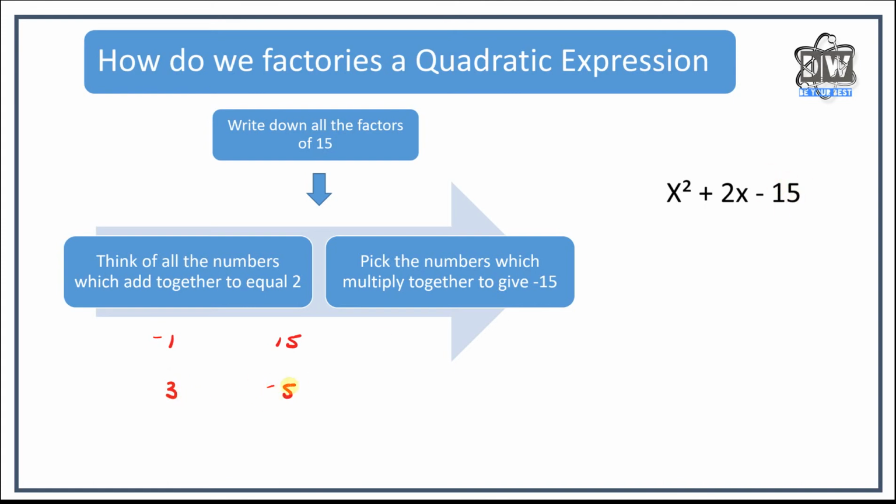But minus 5 plus 3 gives me minus 2. So I know it can't be that. So let's just change it round and go the other way now. So I've got minus 3 times by 5 gives me minus 15. And 5 take away 3, or minus 3 plus 5, does give me my 2x. So I know that that is correct. And that's what I'm going to put into my brackets now.